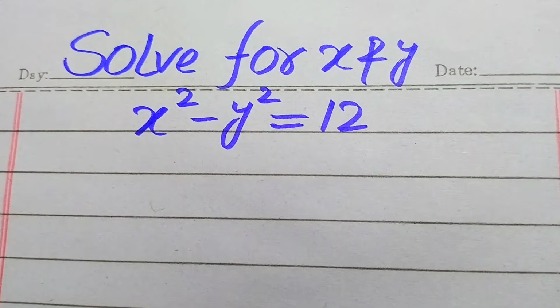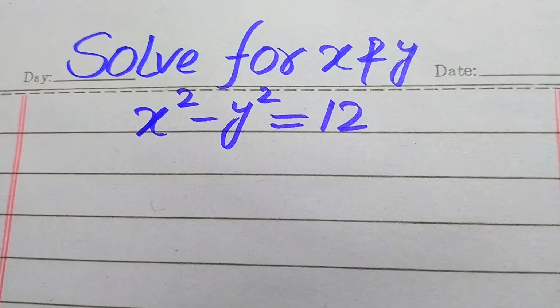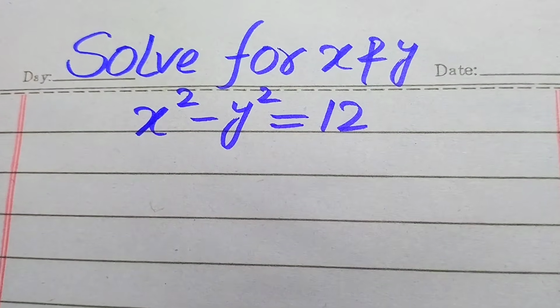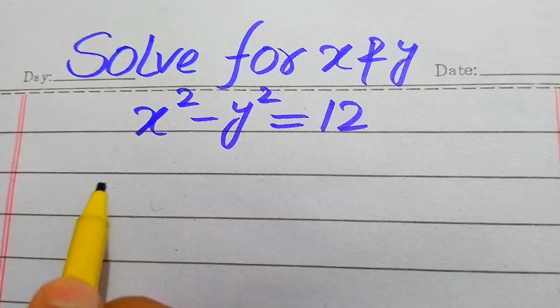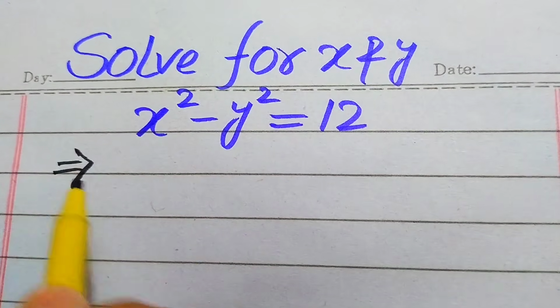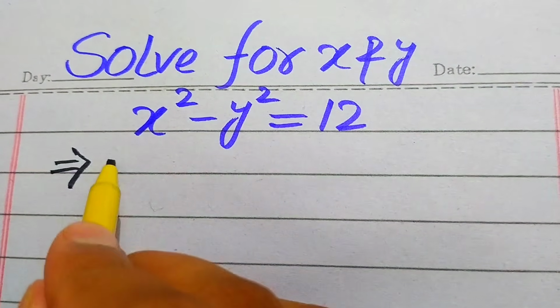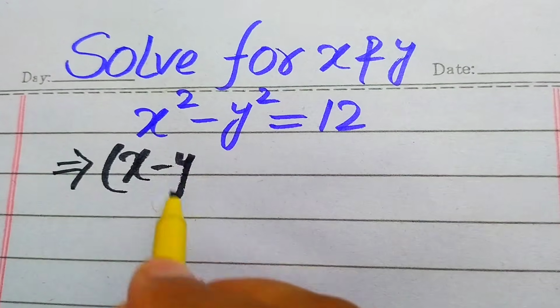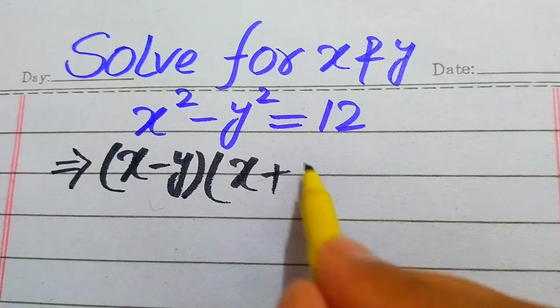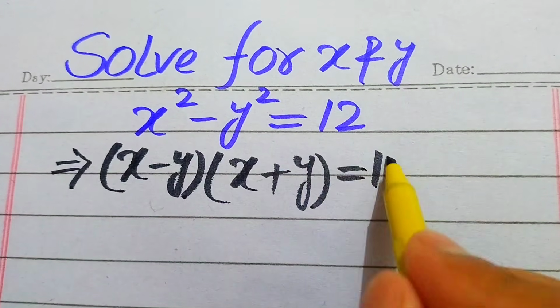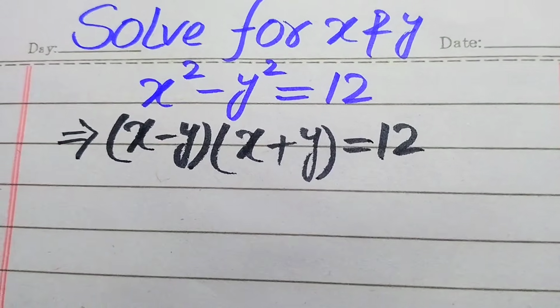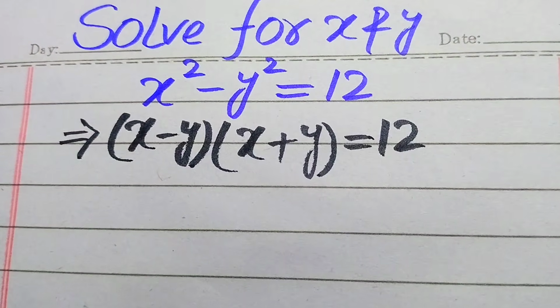So here we have x square minus y square is equal to 12, and we solve this problem for all the values of x and y. Here you see that in the left hand side we have this very famous algebraic formula. We know that x square minus y square equals x minus y times x plus y, which is equal to 12. Now you see that in the left hand side we have two factors multiplied by each other, but in the right hand side we have only one factor.